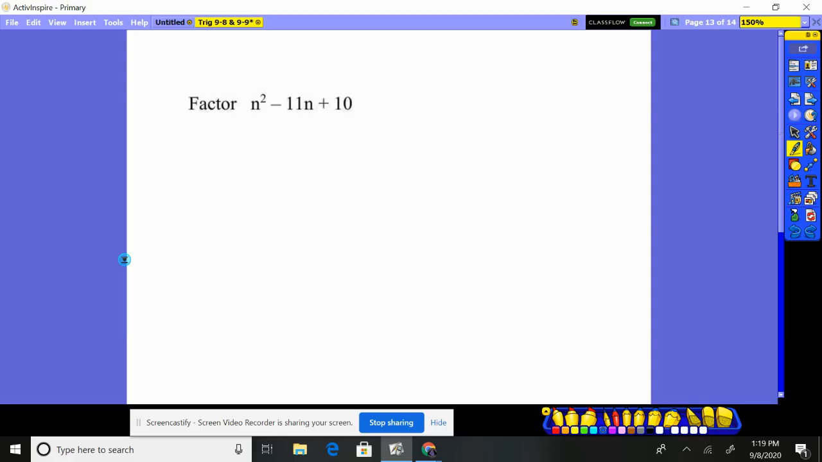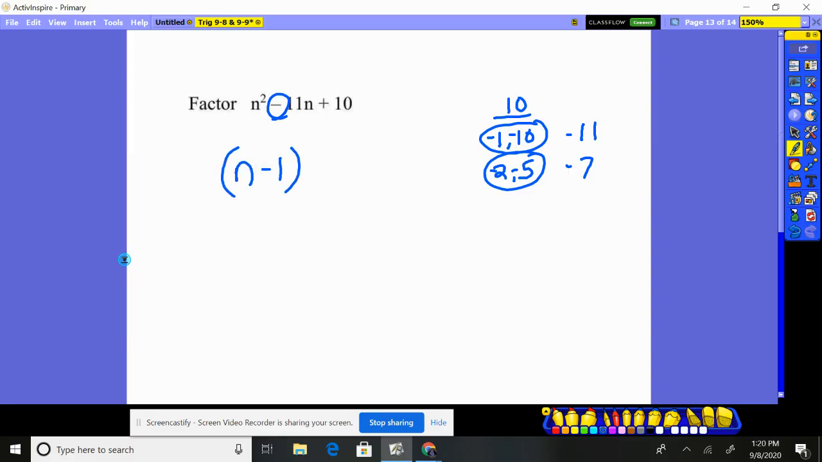All right, what about this? Well, it has 10 at the end, so we're like, okay, 1 and 10, 2 and 5. However, notice that that is plus, so these pieces are either both positive or both negative. Since this is a negative here, I notice that if I look at the sum of these, I get 11. Some of these, I get a 7, but I need a negative 11. Well, that would work if both pieces were negative, right? Because a negative 1 and a negative 10 gives you a negative 11, which is what you want. So it's an n minus 1 times an n minus 10.